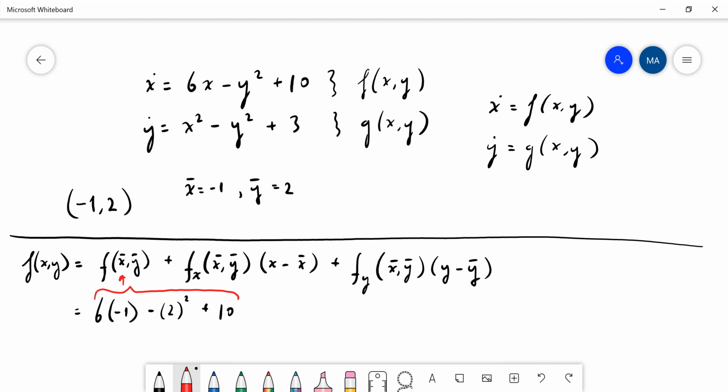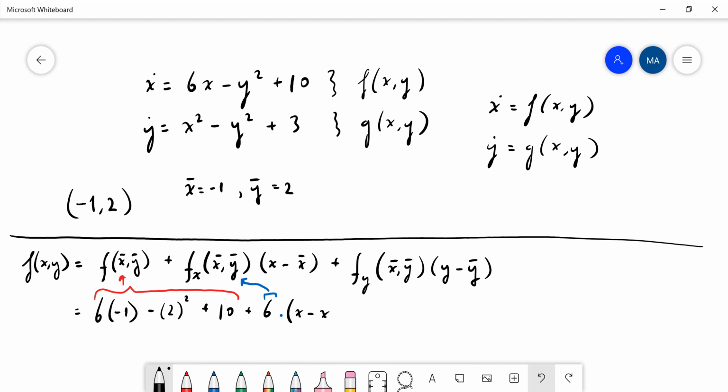And by definition, it is 0, right? Because it is the steady state. In the steady state, this is 0. Then you have the derivative of the function with respect to x. What is that equal to? The derivative of this function with respect to x is just equal to 6. All right? So this is that, times x minus x bar.